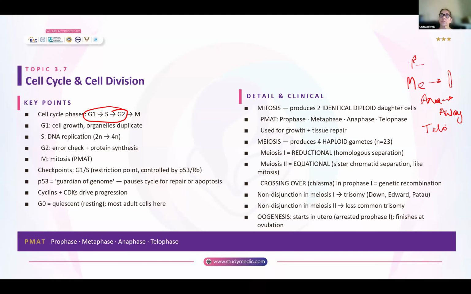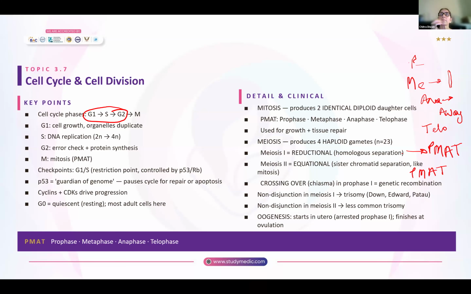There are two parts in meiosis, meiosis 1 and meiosis 2. Meiosis 1 is the reductional division. Here also you get PMAT again, and even in meiosis 2 you will get PMAT. So how do you differentiate? When it is happening in meiosis 1, you call it prophase 1, metaphase 1, anaphase 1, and telophase 1. And when it is happening the second time, it is called prophase 2, metaphase 2, anaphase 2, and telophase 2. So meiosis 1 is the reductional division.